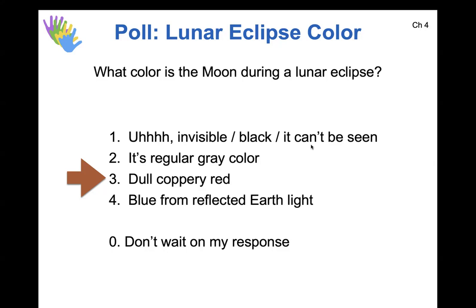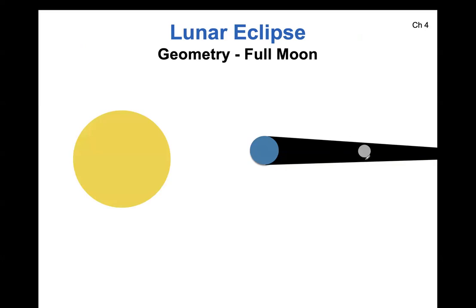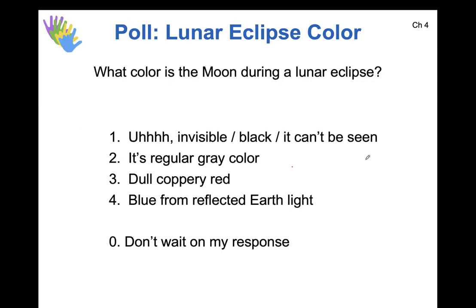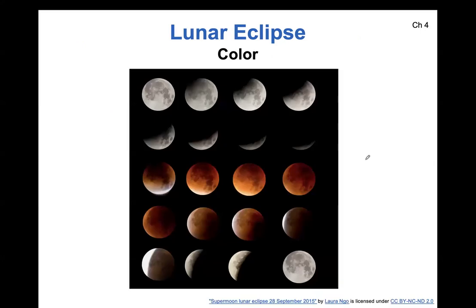Again, partially because the moon is in Earth's shadow. So you might think it would just be totally dark, right? Because, you know, the moon is in our shadow. So why is it even illuminated at all? Well, here's what it would look like.